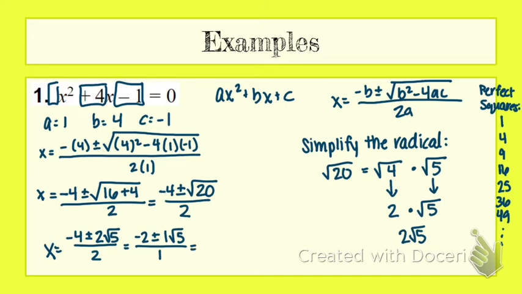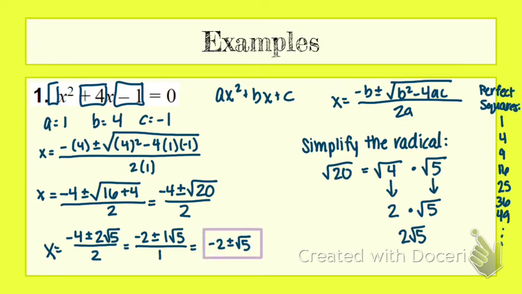Now, we know that anything divided by 1 just equals itself. So we're going to be able to get rid of that denominator and it's not going to be a fraction anymore. And we also know that when something has a coefficient of 1, 1 times the square root of 5 is just the square root of 5. So we also don't have to write that 1. So the simplest version of this answer is going to be negative 2 plus or minus the square root of 5. And that is our answer.